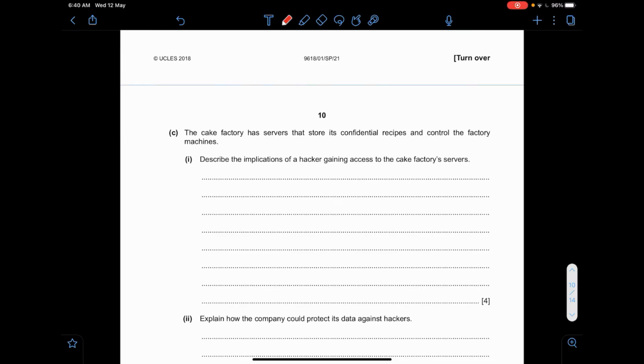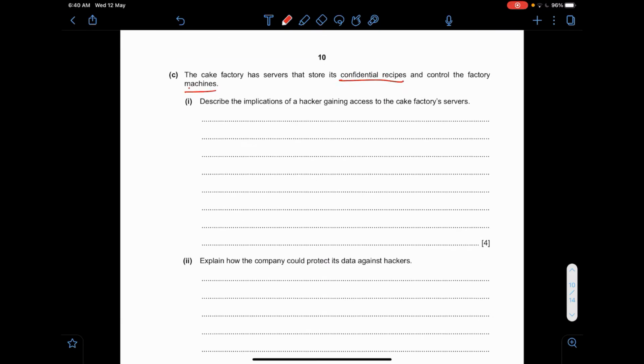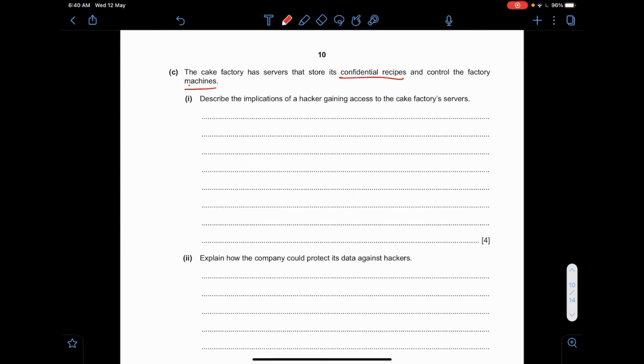Okay. Now it says that the cake factory has servers that store its confidential recipes and control the factory machines. Describe the implications of a hacker gaining access to cake factory servers. First of all, when you get access to one of the company's servers, it has confidential recipes. So the hacker can get access to confidential data (recipes) and release them online.